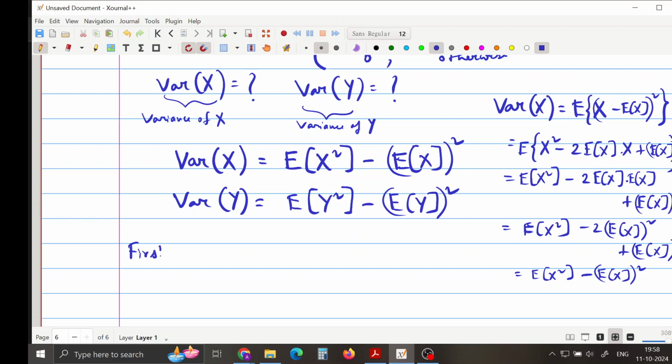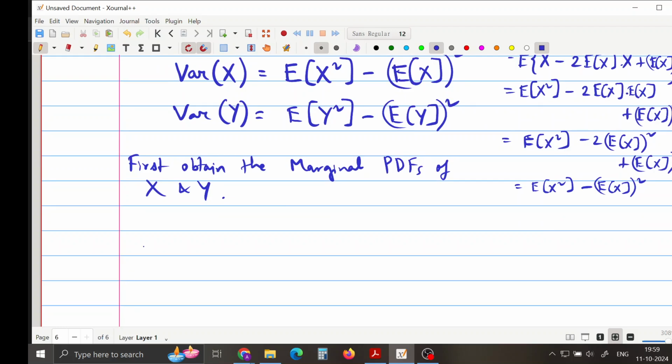PDFs. First obtain the marginal PDFs of x and y. So only the PDF of only x and PDF of only y separately we have to find. So how do we do that? Marginal PDF of x is denoted by f x of x. So no longer any joint. So this is only x, its PDF.